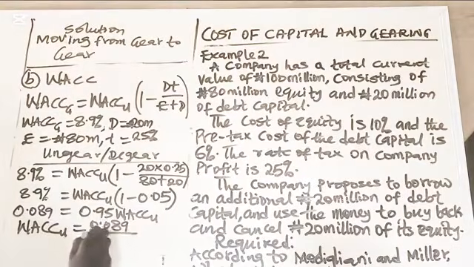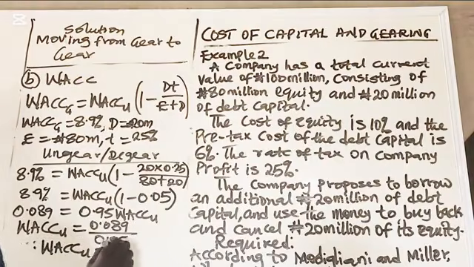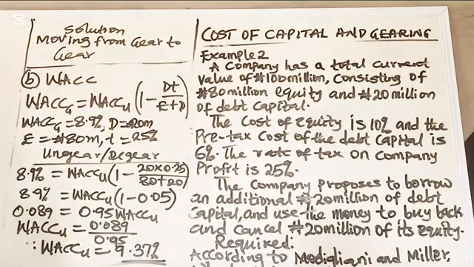0.089 divided by 0.95. That gives us 0.09368, times 100, so we have 9.368. Therefore, the WACC of an ungeared company is 9.37% to 2 decimal places.